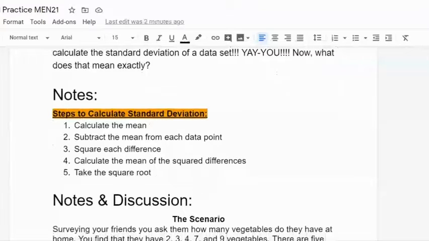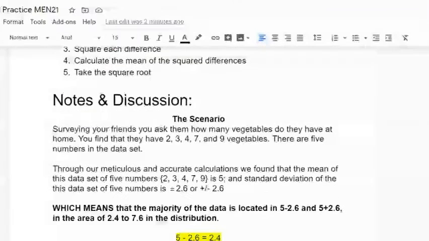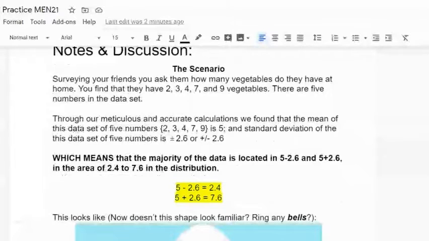4, calculate the mean of the square differences. So you are just finding the mean again, which just means add all the numbers, divide by the number of data points you had. And 5, the last, take the square root, which we all did through our calculators, and hopefully you used decimals. So looking at the scenario, you surveyed your friends, asked them how many vegetables they had at home, and you got answers from 5 different people: 2, 3, 4, 7, and 9 vegetables. So you had 5 numbers in that data set, which is why you were dividing by 5 in the means. So that would be step 1 and step 4.